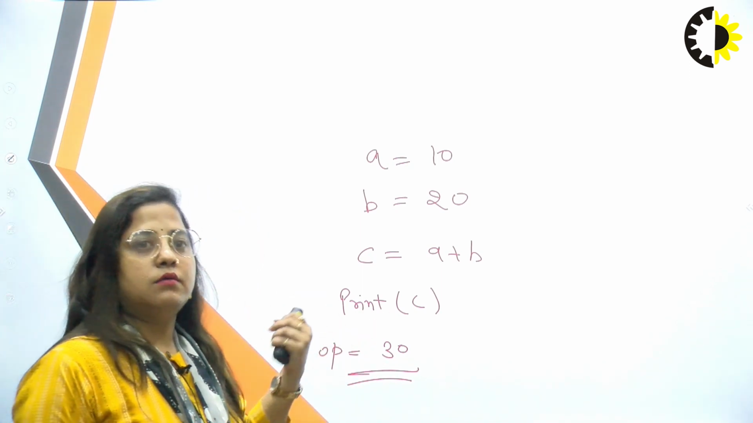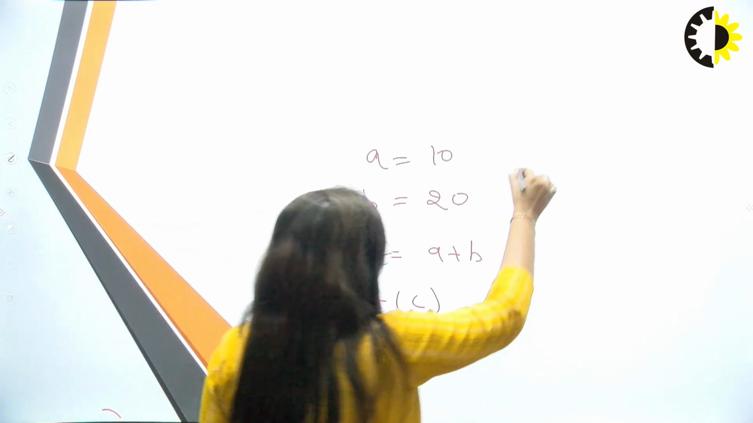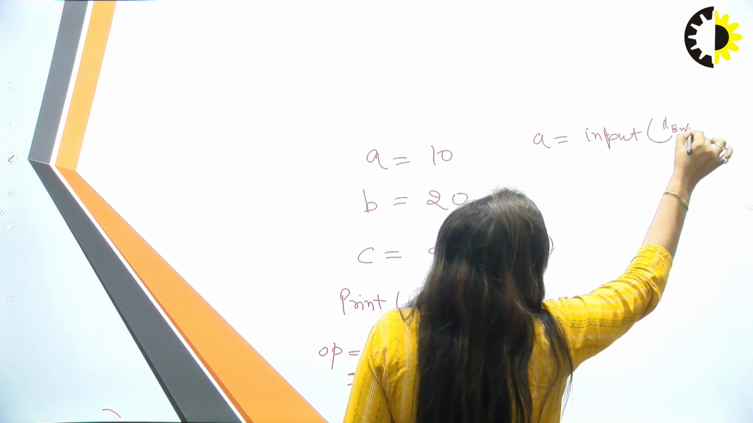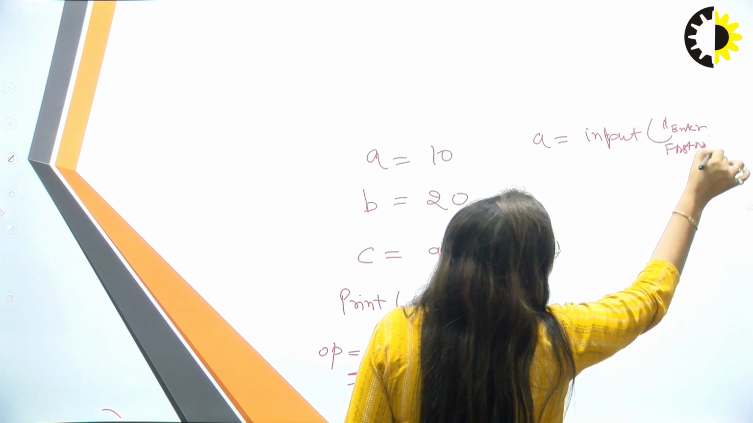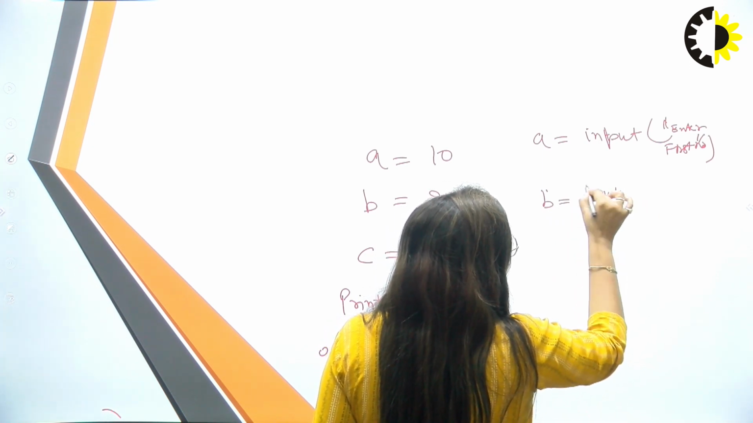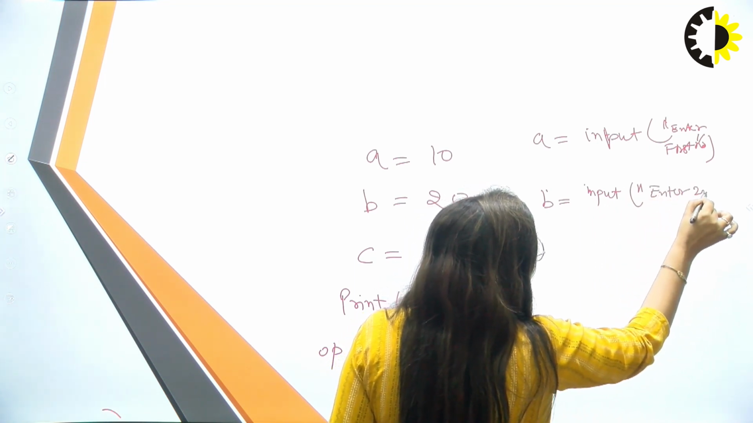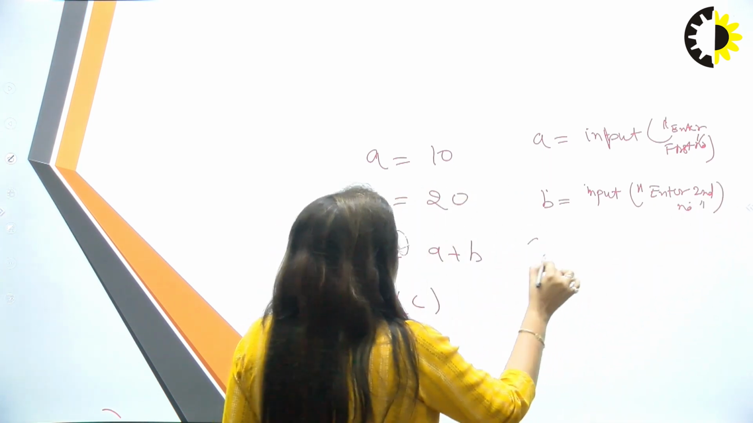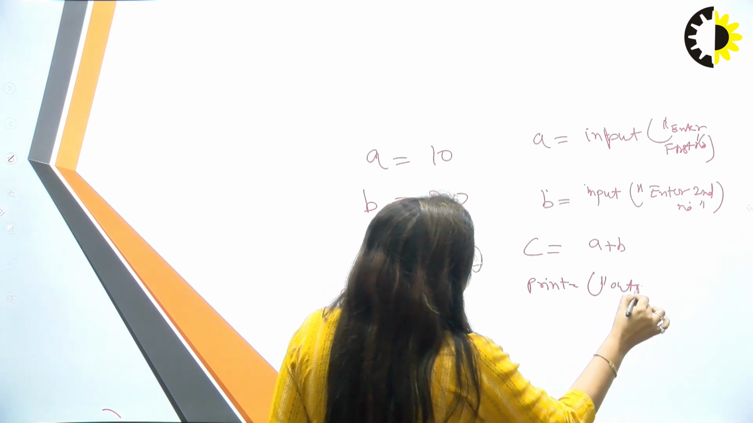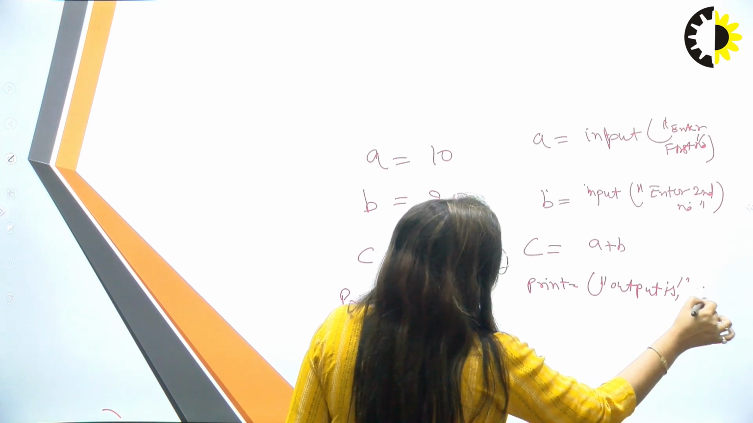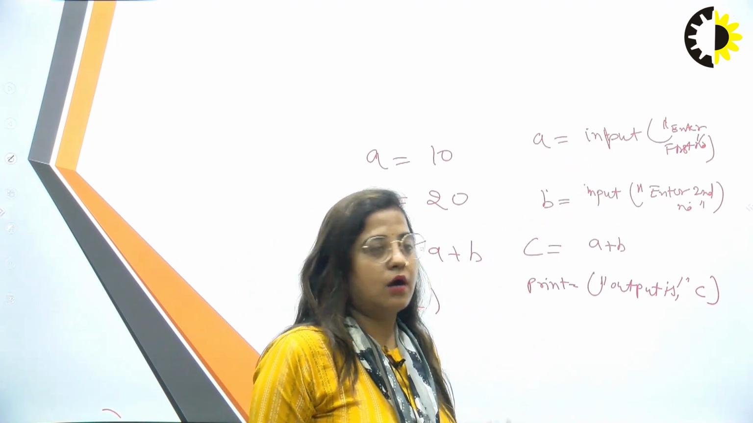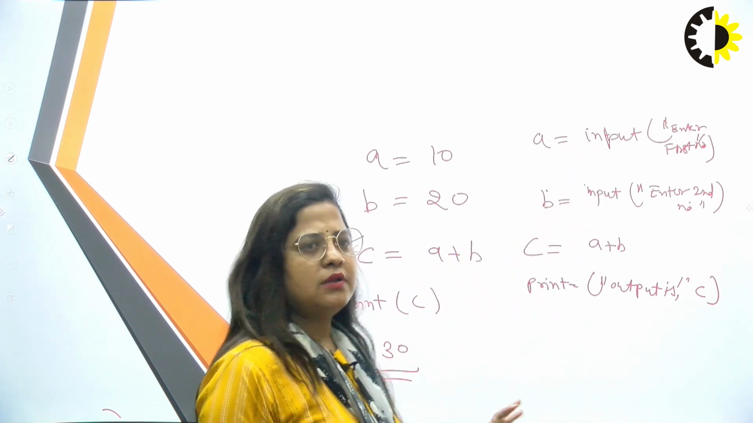But if you want to take input from the keyboard, then you use the input function. a equals input, enter first number; b equals input, enter second number; then c equals a plus b, and print. The output is this. Why do we take input? When you want to take input from the keyboard, we use the input function. So this is a simple program in Python.